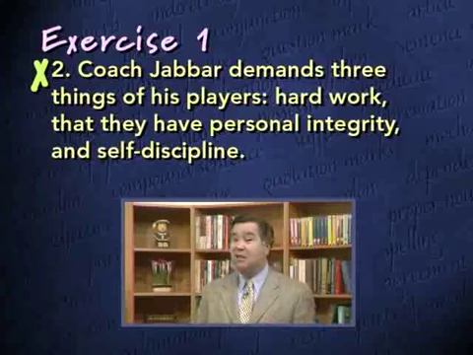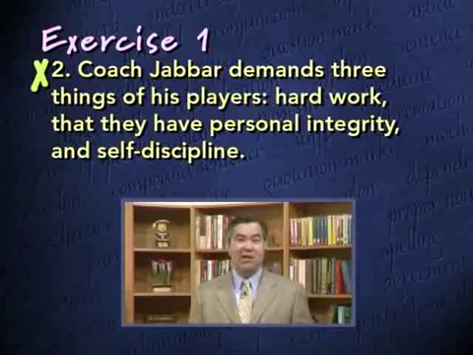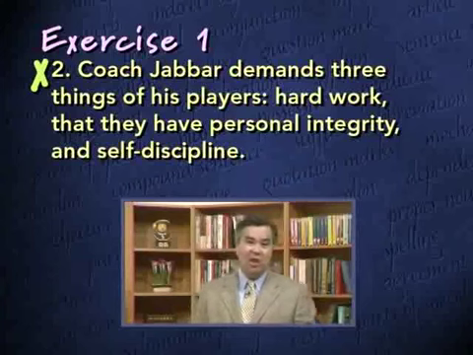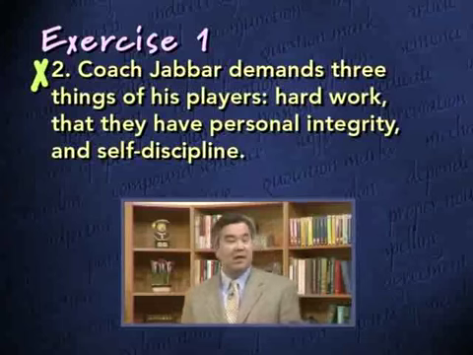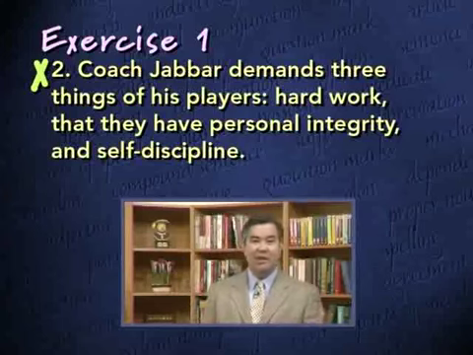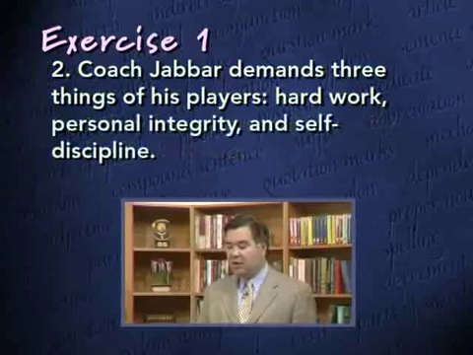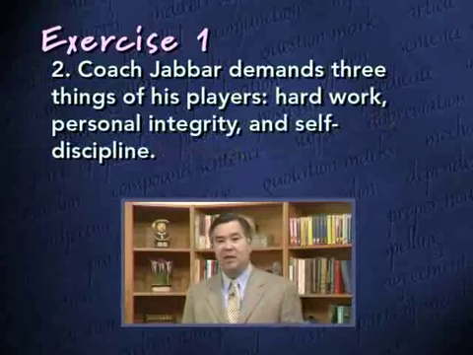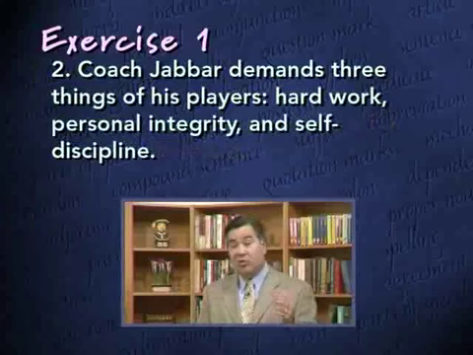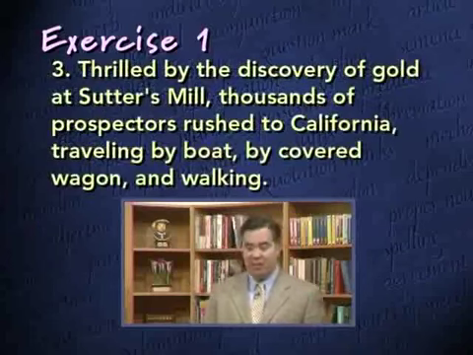And actually, that's easy to do. Remember, the first and third items in this list both consist of an adjective followed by a noun. We can easily change the second item into that same form, adjective followed by noun, simply by using the words personal integrity. So the corrected sentence would read, Coach Jabbar demands 3 things of his players: hard work, personal integrity, and self-discipline. Doesn't the sentence sound much crisper and more forceful when it follows the rule of parallelism? I think so. Let's look at the next example.